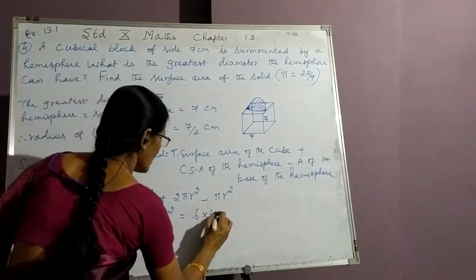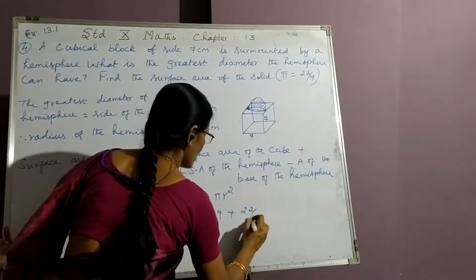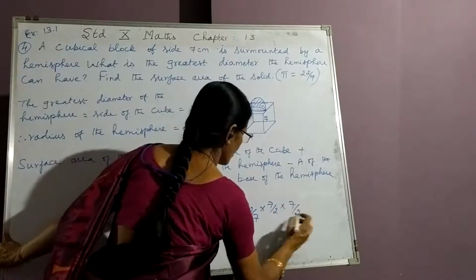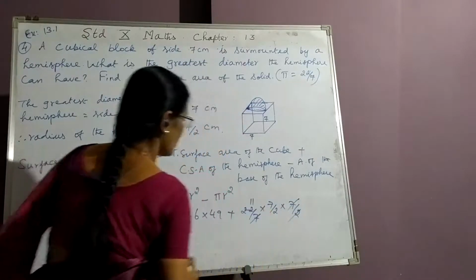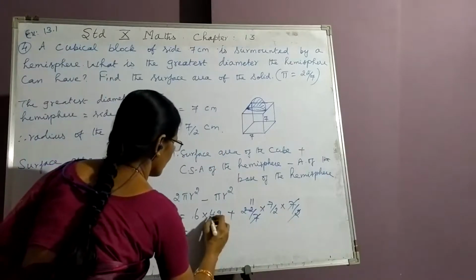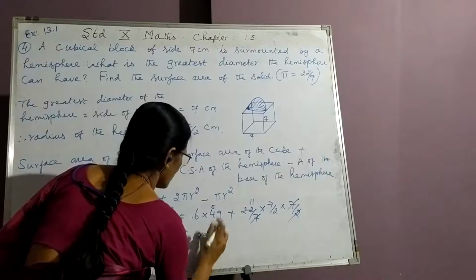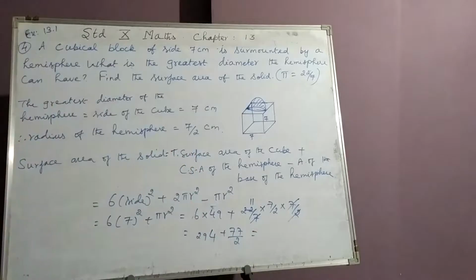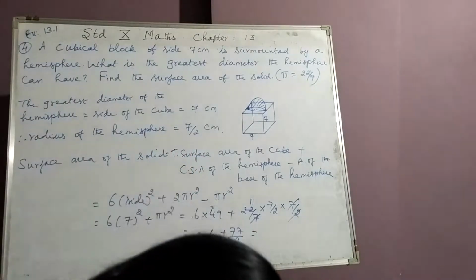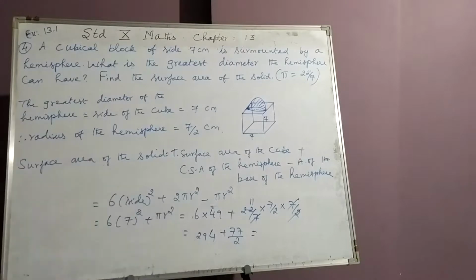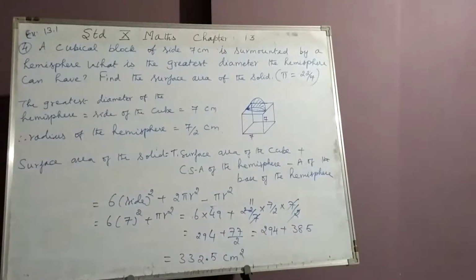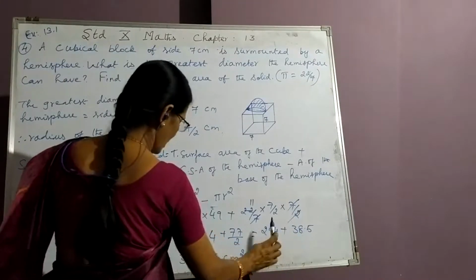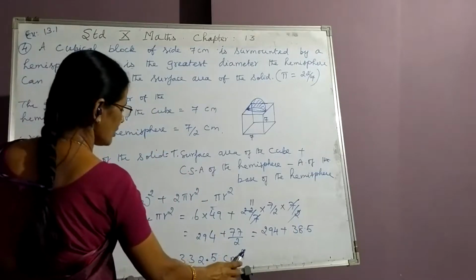It is 6 into 49 plus pi value 22/7, r value is 7/2 into 7/2. So, we will get here 294 plus 77/2. Simplifying these two, 294 plus 77/2, division gives 38.5. Adding these two, we get 332.5 centimeter square.